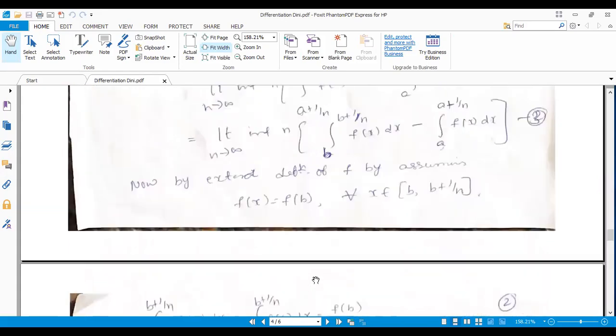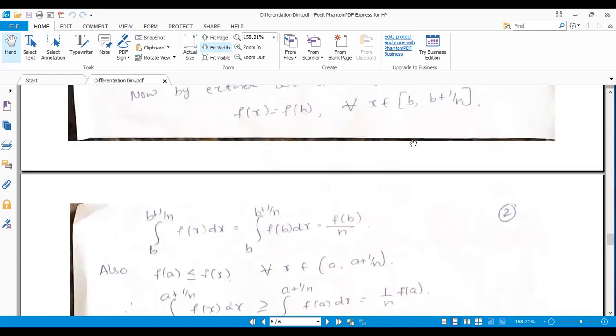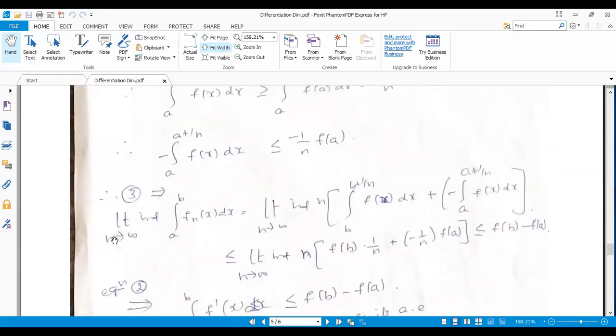Then these two things you can substitute in this equation 3 here. Correspondingly, you get the limit of n tending to infinity, infimum of the integral from a to b of f n x dx. This is equation 3. We can make it into f of b into 1 by n, and here minus is already there, minus of 1 by n into f of a. Then this is less than or equal to f of b minus f of a, as the n terms are subtracted out in the infimum.